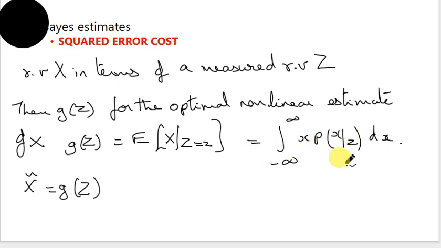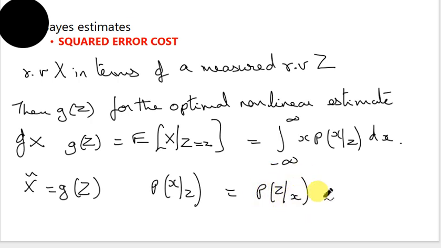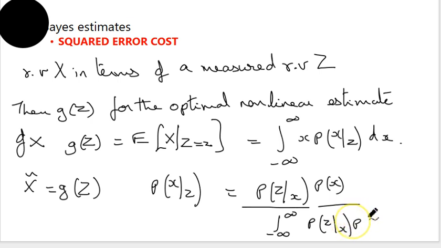Now what is this p of x restricted to z? This p of x restricted to z can be written as p of z restricted to x into p of x, the whole thing divided by integral minus infinity to infinity p of z restricted to x into p of x dx. So this is the formula that we will be using in order to find the squared error cost.